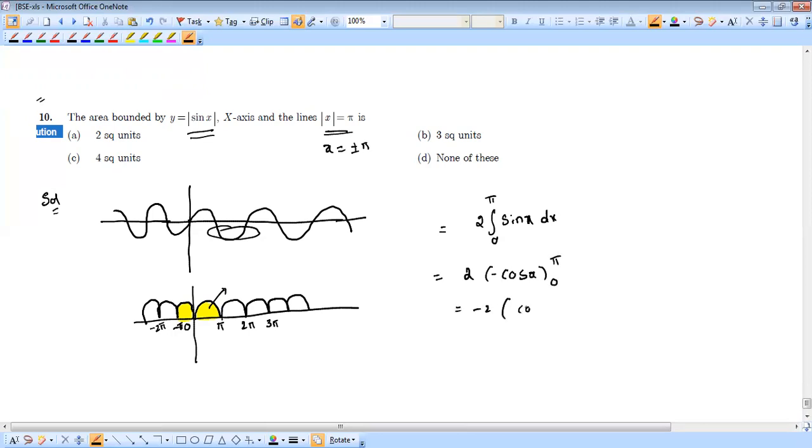Minus 2 times (cos pi minus cos 0). Minus 2, the cos pi value is minus 1 and cos 0 is 1, so minus 2 into minus 2, that is 4. What is the answer? So 4 square units. Option C is the right answer.